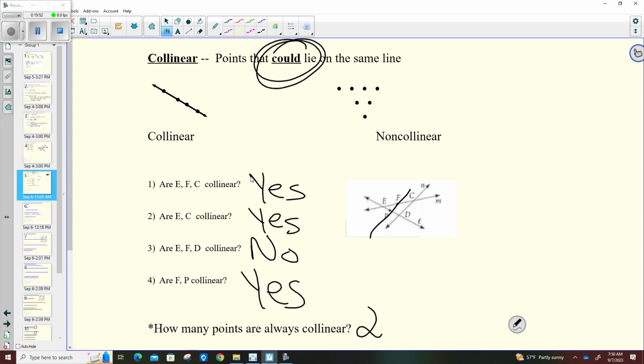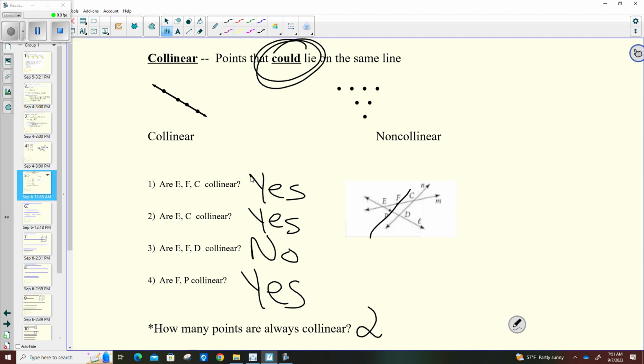Yes, ma'am. 1 point just like this, then I can't draw a line. But what if I ask you, well, I couldn't ask you if just A was collinear because you need 2 points to be collinear, right? You got to have 2 or more for them to lie on the same line. So just 1 point doesn't work. 2 points, automatic yes. 3 or more, look at the picture.